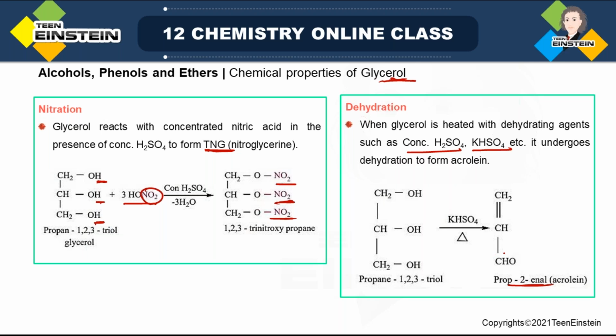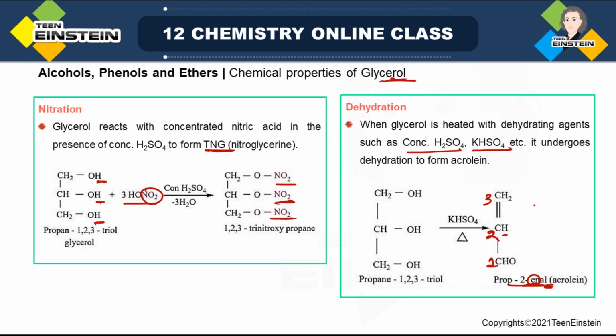Why prop? Because the total number of carbons is 3, and numbering will start from here because it is the carbonyl carbon, then 2, then 3. So at the 2 position you have a double bond. That is why prop, because the longest chain is 3 carbons. Then at the 2 position you have a C=C double bond, but you have to end the name with the suffix al because it is an aldehyde. So prop-2-enal, acrolein.